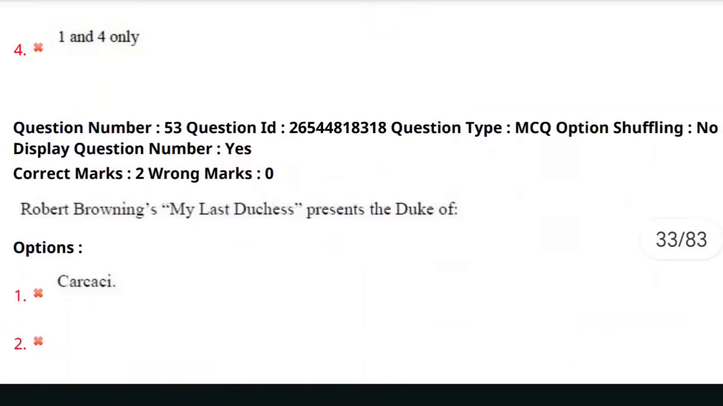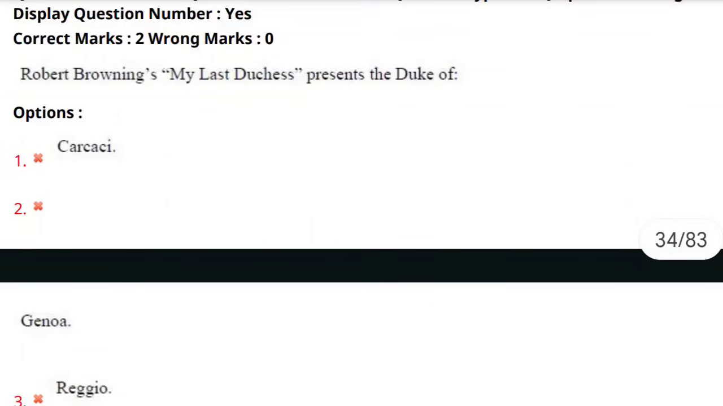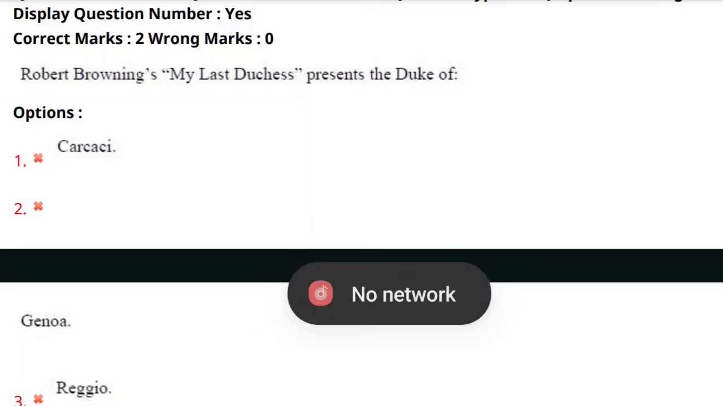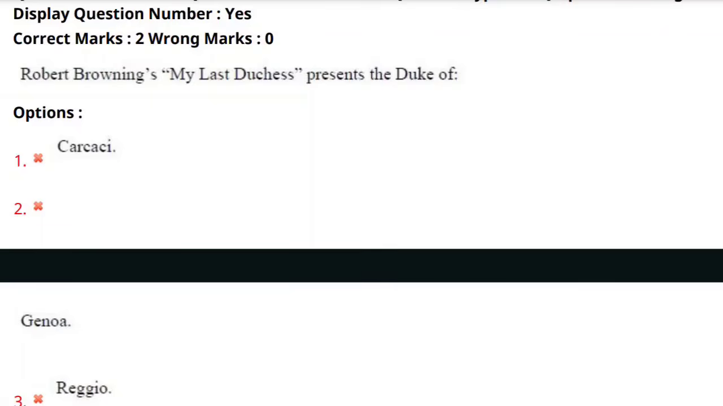And yes, here you can see the third question. Robert Browning's My Last Duchess presents the Duke of... Yes, here they are asking about the character name. In this work, My Last Duchess, Robert Browning presents us a duke who is the speaker of this poem.